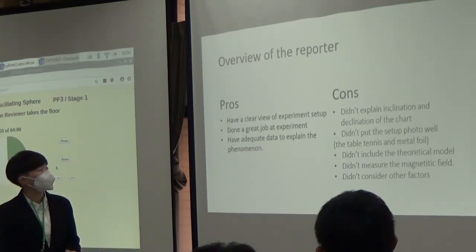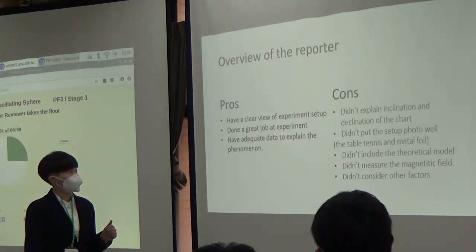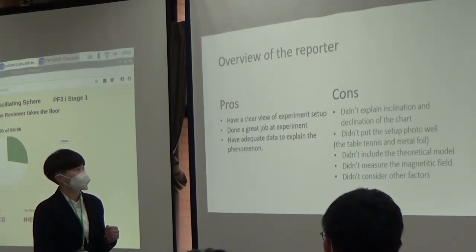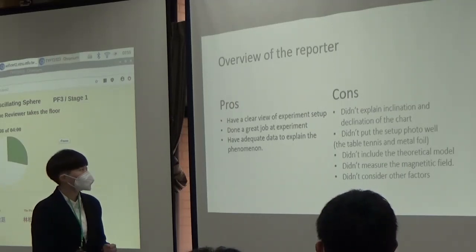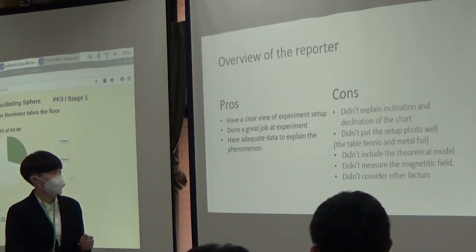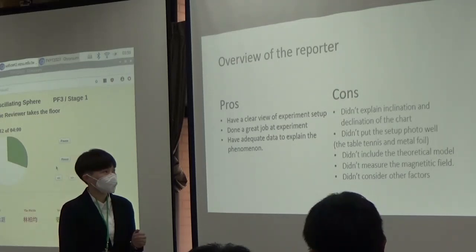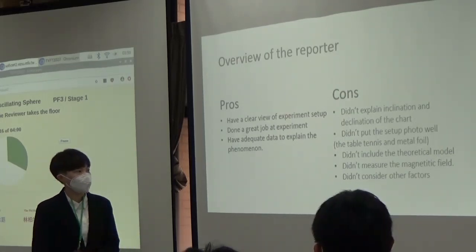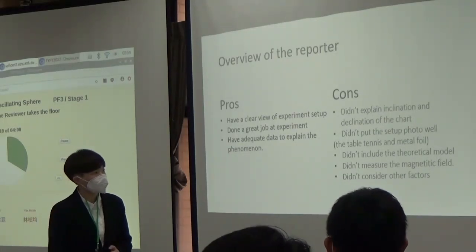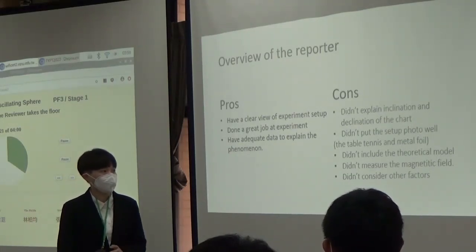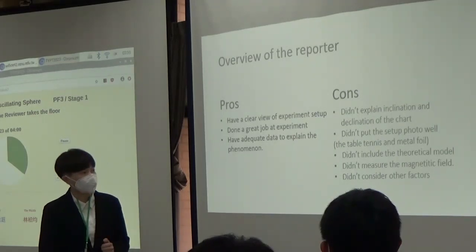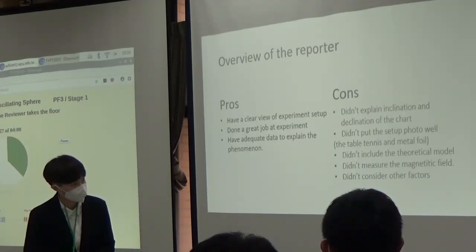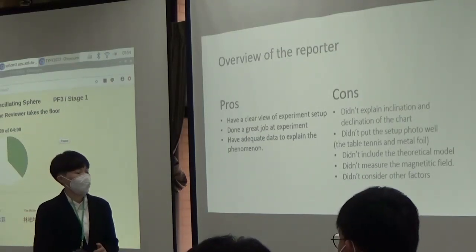And the overview of the reporter. For the pros, a clear view of the experiment setup and a great job at the experiment. Adequate data to explain the phenomenon. For the cons, didn't explain the inclination and declination of the chart. Didn't put the setup photo well: the table tennis and metal foil. Didn't include the theoretical model. Didn't measure the magnetic field. Didn't consider other factors.